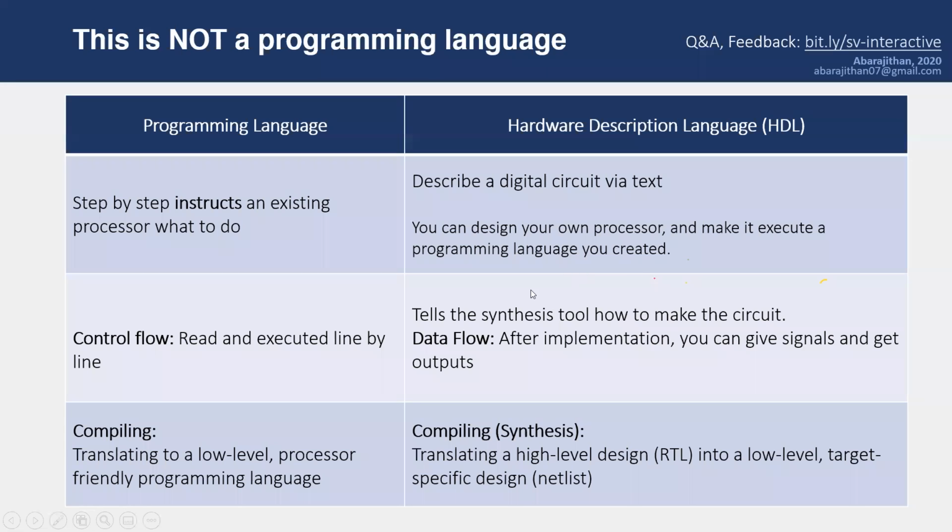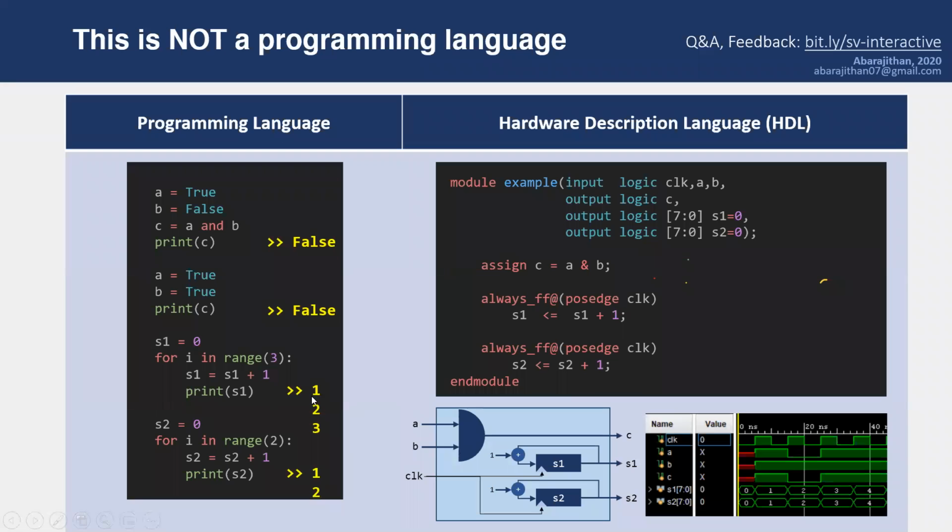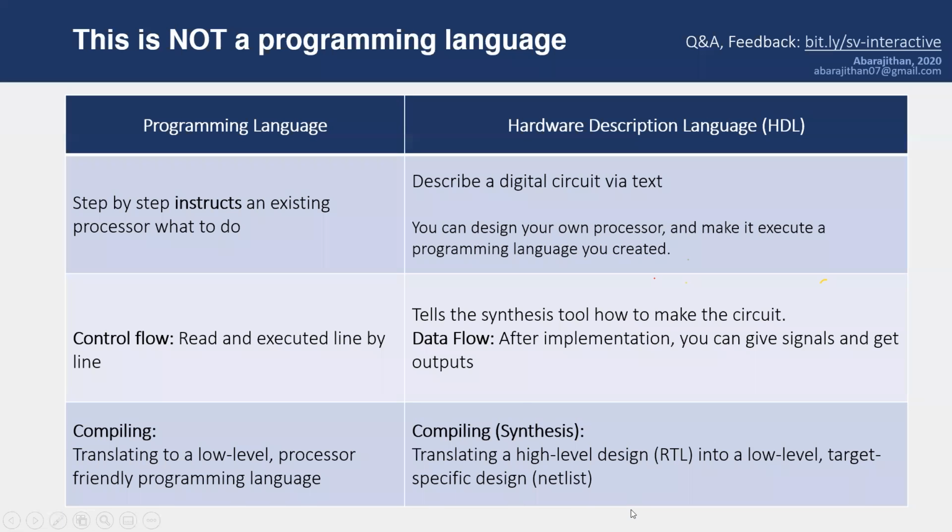So you'll be doing that in semester 5. Then a programming language has control flow. Control goes like that. HDL basically tells a synthesis tool how to make a circuit. So it's called data flow. That is, after the implementation, the data are flowing at the same time. So that's called data flow, right?